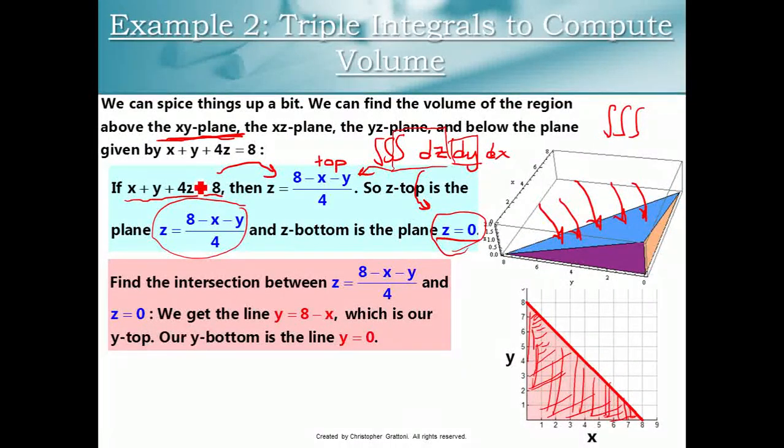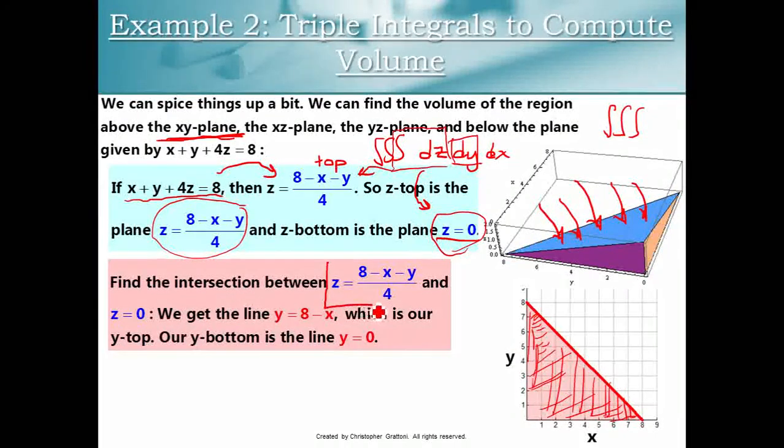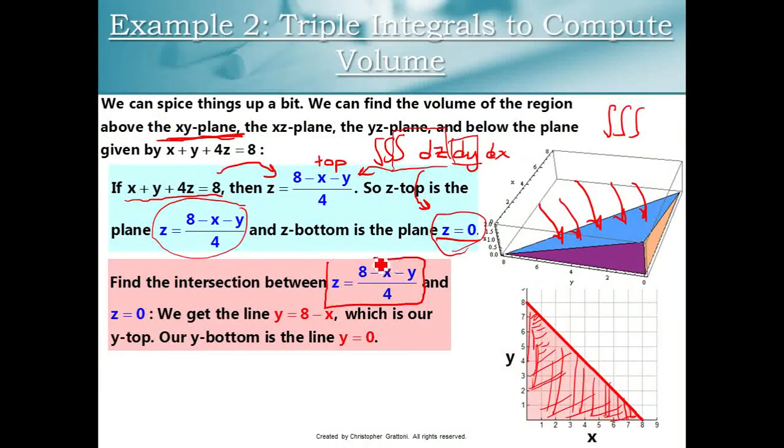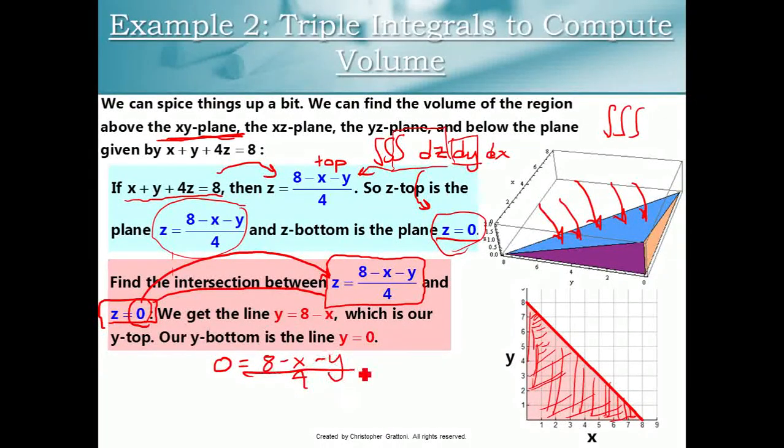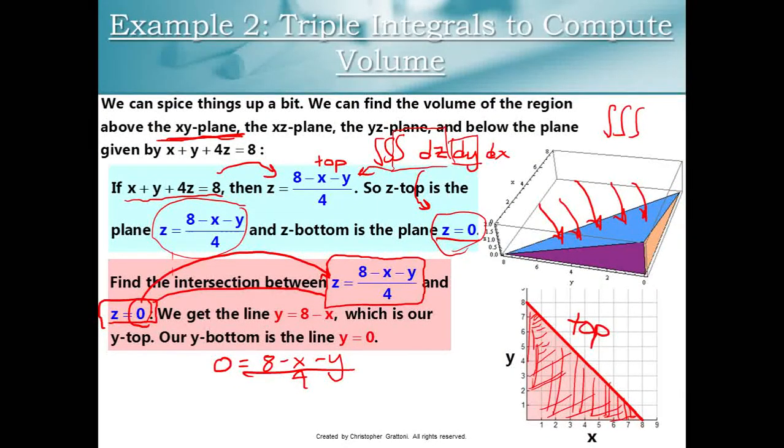And the way to figure it out, really what I'm doing is I'm finding the intersection between the top bounding plane, z equals 8 minus x minus y all over 4, and the bottom bounding plane, z equals 0. And practically speaking, the best way to find the intersection between these two planes is to plug one into the other. So I have z equals 0. I'm going to take this z value of 0, plug it into this equation. So I have 0 equals 8 minus x minus y over 4. And I'm going to solve this equation for y so that I have a top curve and a bottom curve.